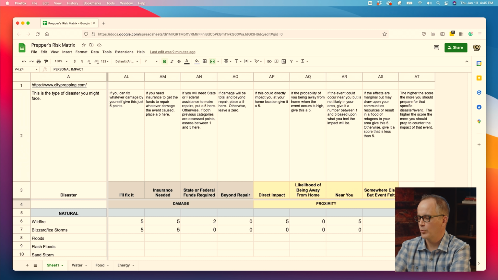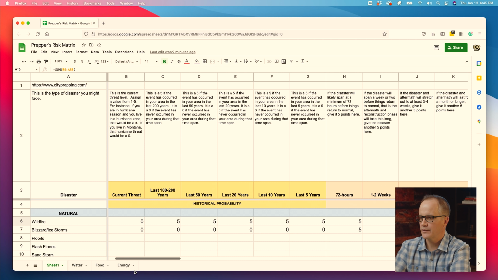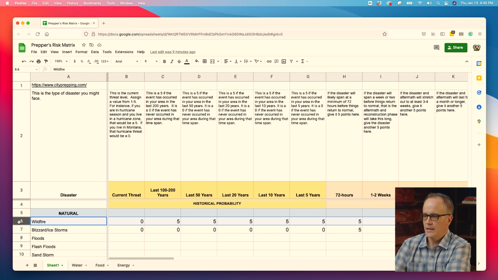And at the very right, you can see that we've got the numbers added up here. And what we did was we filled out about 4 of these different rows to give you an example. And for this first one, I'll talk about wildfire.